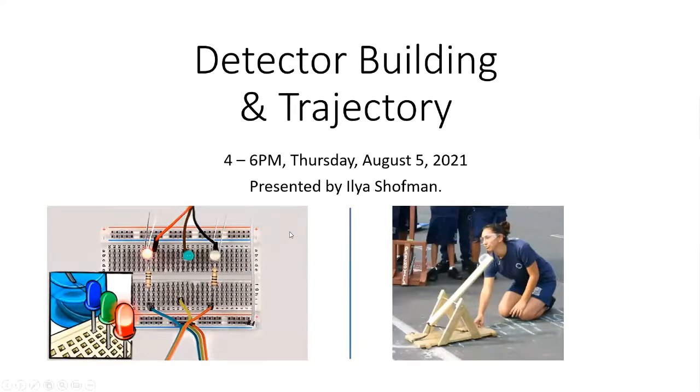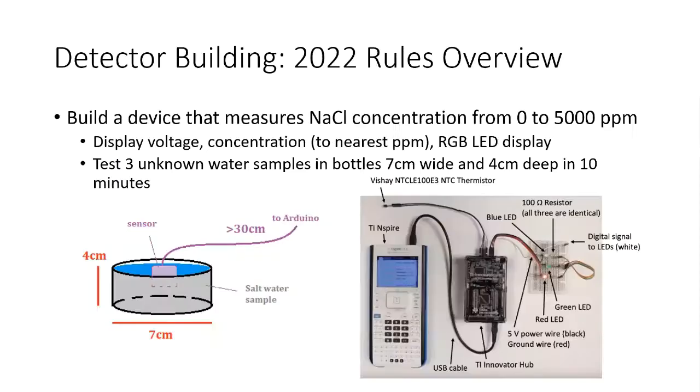Hello, everyone. I'm presenting this 2-hour lecture on detector building and trajectory for the 2022 Science Olympiad season, Division C. For this event, you have to build a device that measures salt concentration in water, and the concentration will range from 0 to 5,000 particles per million.